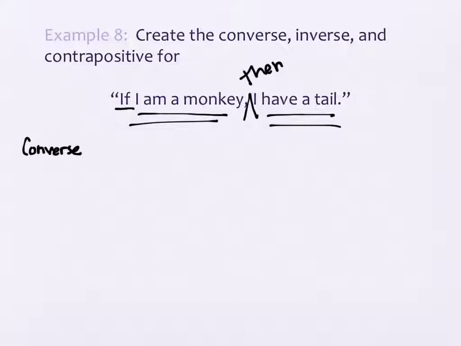The order changes. Okay, so the negation doesn't happen, but the order changes. So instead of having the monkey part first, what will be first? The tail part, right? And the statement will still start out with the if at the beginning. Okay, so don't go moving the if around. That will confuse and mess things up. Leave if and then where they are. If I have a tail, that would be changing the order. Then what? Then I am a monkey.